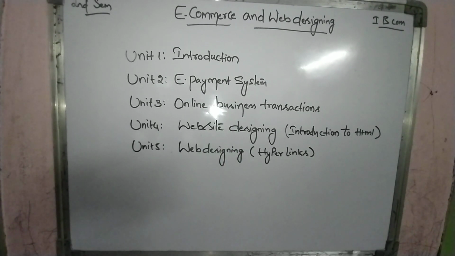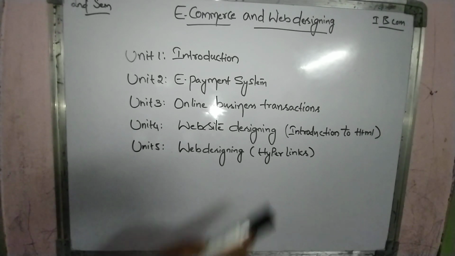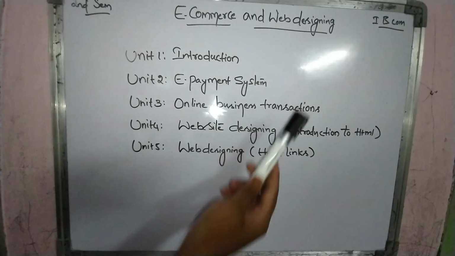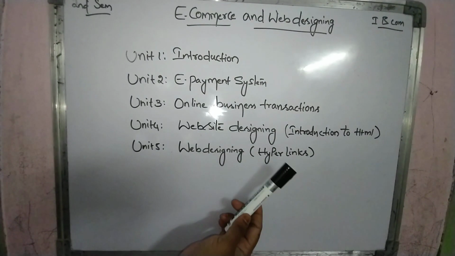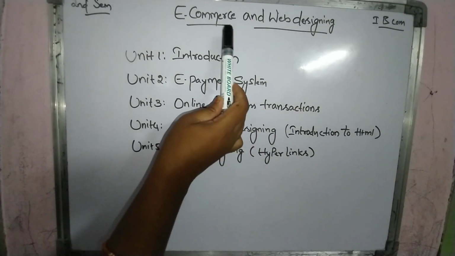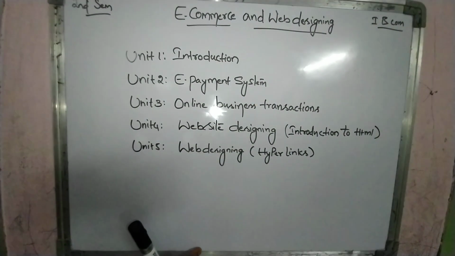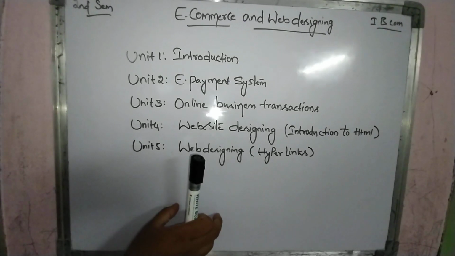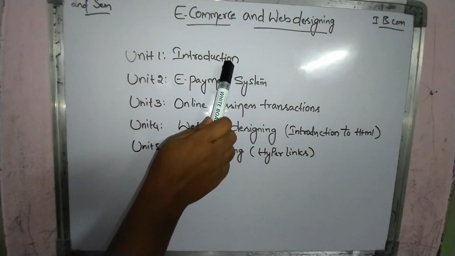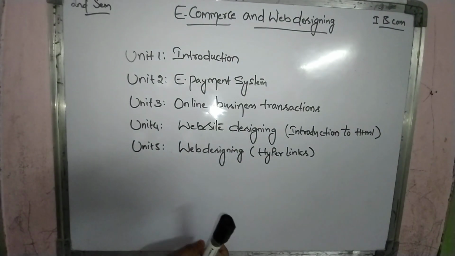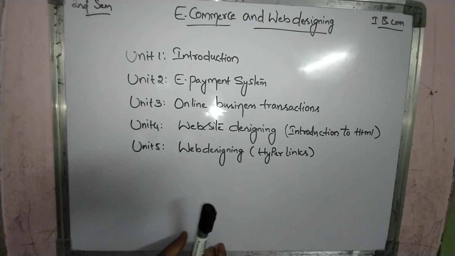Coming to the first unit, that is the introduction part. In this introduction part, we are having what is the internet, the applications of the internet, how we use the internet, and the introduction of e-commerce. What is e-commerce? What are the advantages and disadvantages present in e-commerce? All this comes in your first unit, and also types of e-commerce models.